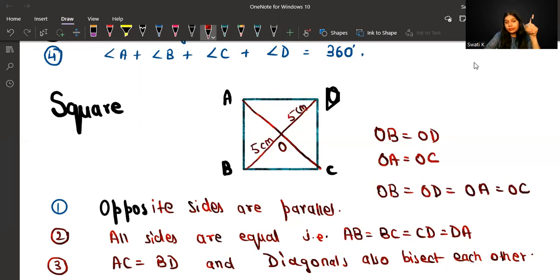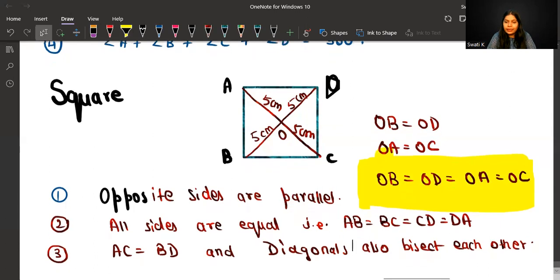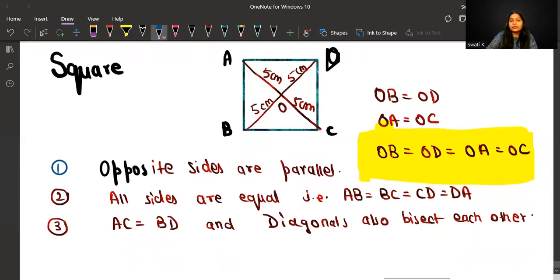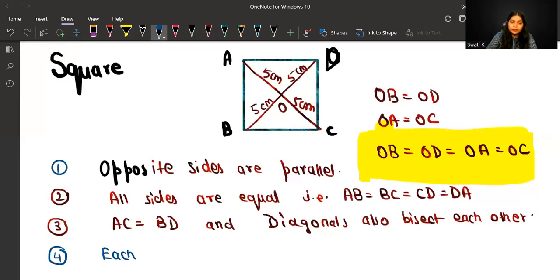And of course, BD is also bisecting AC. So this is also going to be 5 centimeter. This is also going to be 5 centimeter. Can you see that all the lengths are equal? OA is also 5, OB is also 5, OC is also 5, OD is also 5. That is why we can write down OB equals OD equals OA equals OC. All right. So this is something that is very important if you are solving the questions. All right, next is like rectangle. There is one similarity that each angle of a square is 90 degree only. So each angle of a square is 90 degree.